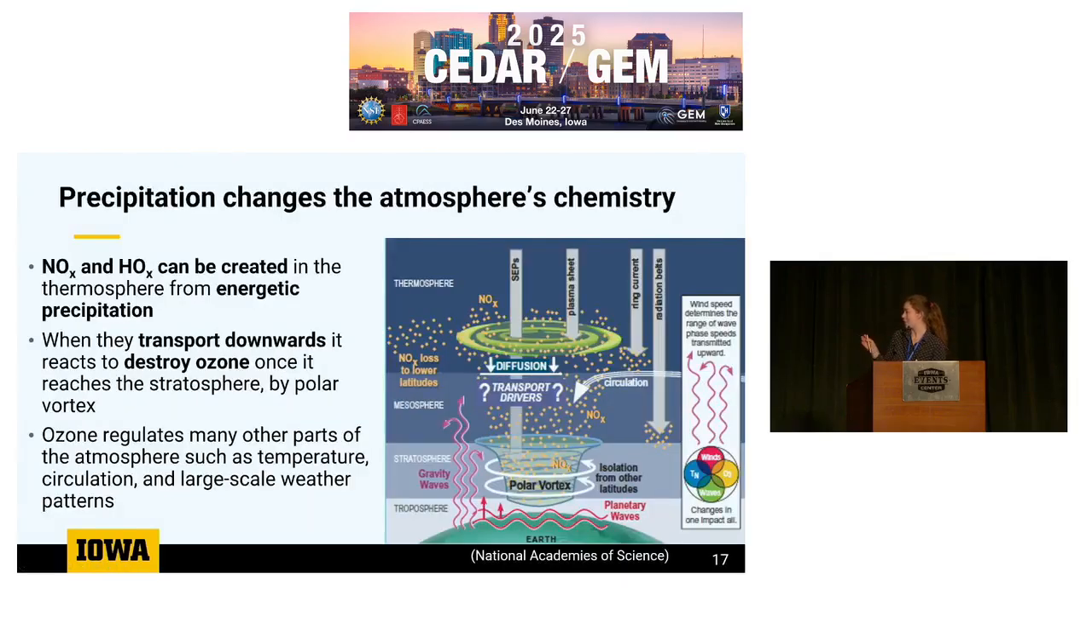And then my last point on ion-neutral coupling is that energetic precipitation can also change the chemistry of the atmosphere. So NOx and HOx can be created from energetic aurora or energetic precipitation. And when that NOx and HOx transports downward in altitude via the polar vortex, it can destroy ozone. And ozone is a good regulator of the atmosphere. It will regulate temperature, circulation, also large-scale weather patterns. So it's an important part of the coupling between the magnetosphere and the ionosphere.